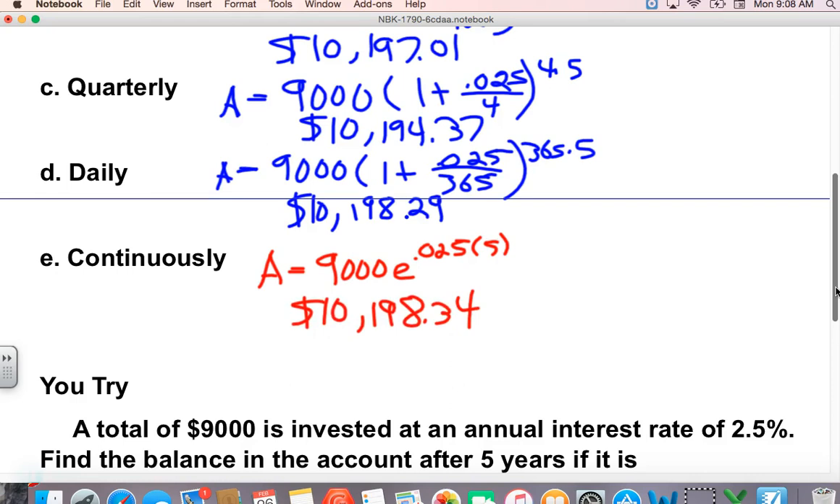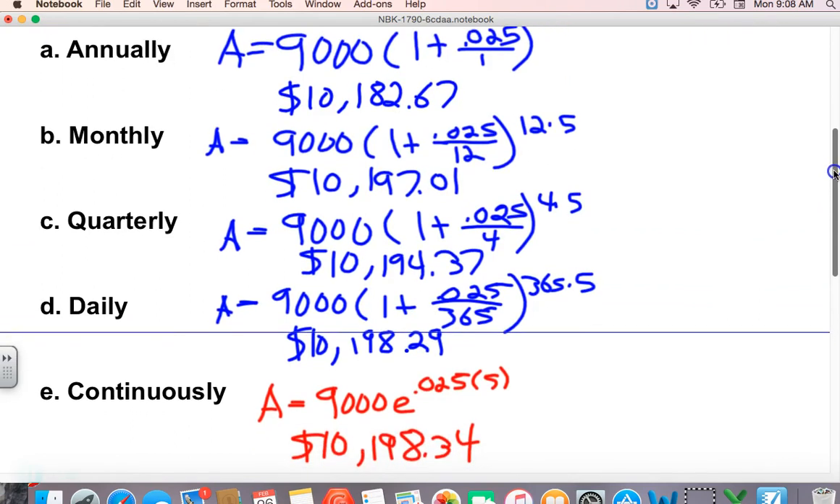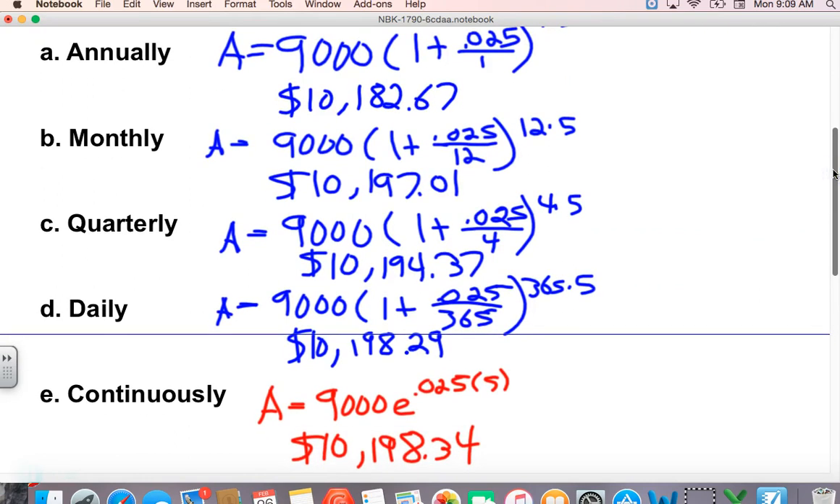So right here you can kind of notice that the most beneficial thing is to have an account that's calculated continuously, because that's where we yield the most money after 5 years. $10,198.34. If we did it daily, you get $10,198.29. So you get like 5 cents more. Of course, the more money that's in the bank and different interest rate and stuff can affect how much difference you're going to have between daily and continuously. But as you can see, if you go down to annually, it's only $10,182.67. So that's like another 15 or 16 bucks to go from annually to continuously.